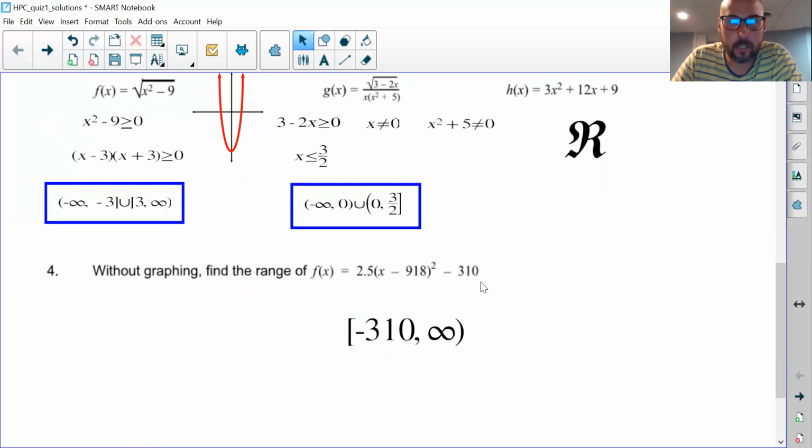So can you kind of picture where that parabola is? It's way off into the 4th quadrant, way to the right, 918, and then down 310. But then the parabola is facing upwards because I didn't flip it upside down. It's facing up. So the least range value is negative 310. And it goes up forever, goes up to infinity.